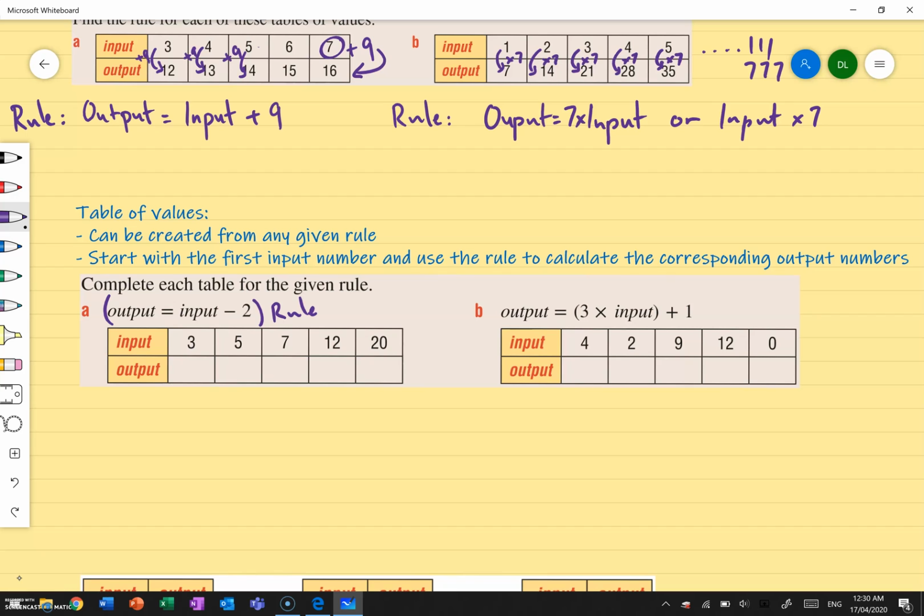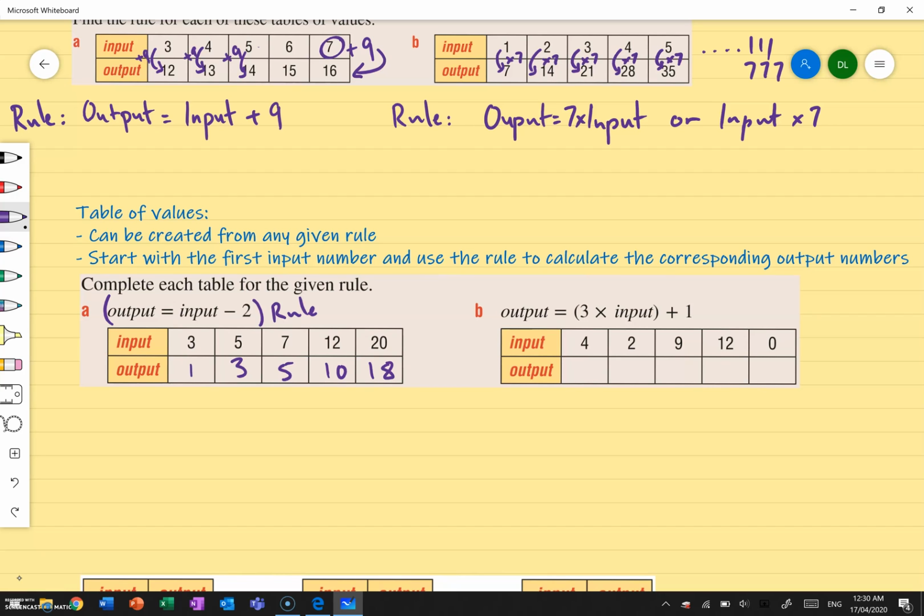So my input is 3 here. 3 take away 2 is 1. Bam, that's it. 5 take away 2 is 3. 7 take away 2 is 5. 12 take away 2 is 10. 20 take away 2 is 18.